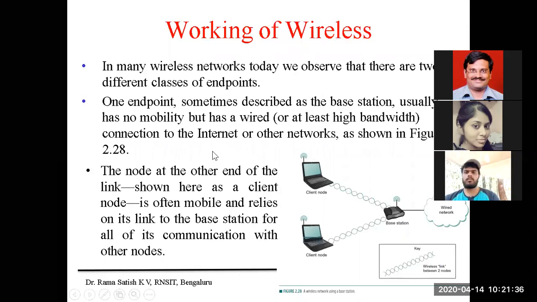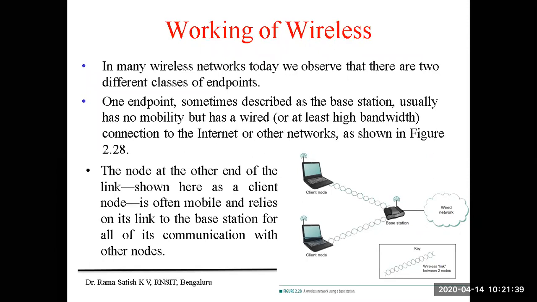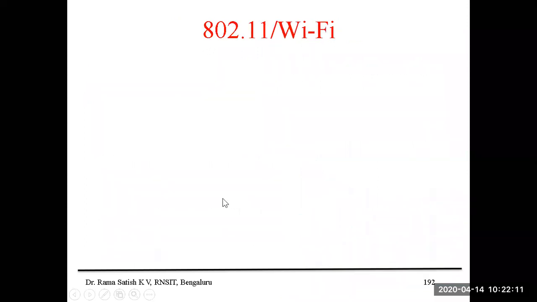Further, we can think of the node at the other end of the link shown here as a client node, often mobile, which relies on its link to the base station for all its communication with the other nodes. Remember, the base station is responsible for providing IP addresses and connectivity. Within the range, it should provide the connectivity. Yes, that is the main concept here.